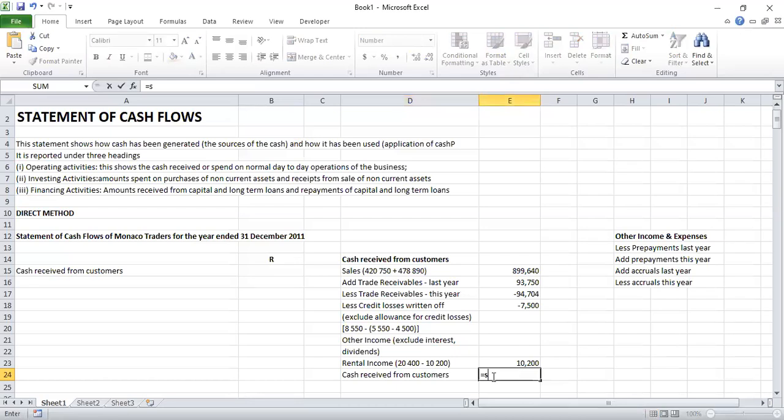Which is equal to $901,386. So our cash received from customers is made up of the cash received from sales and other income, but the other income should not include interest and dividends. So you'd include things like credit losses recovered, rental income, commission income. Those are the things that we add here.